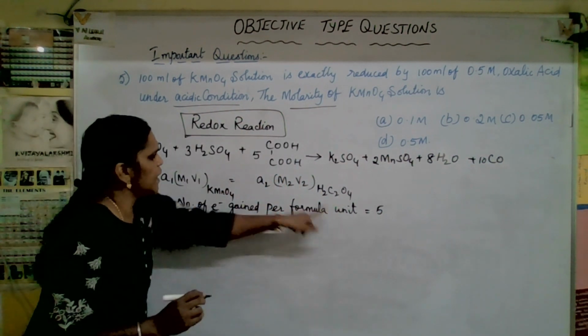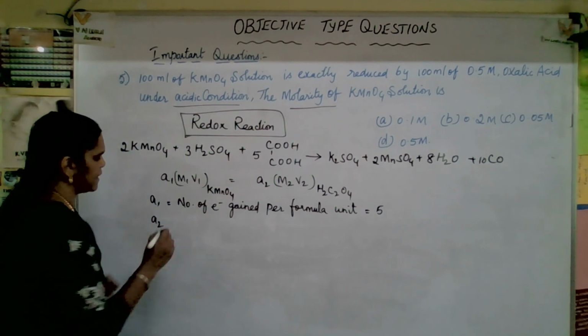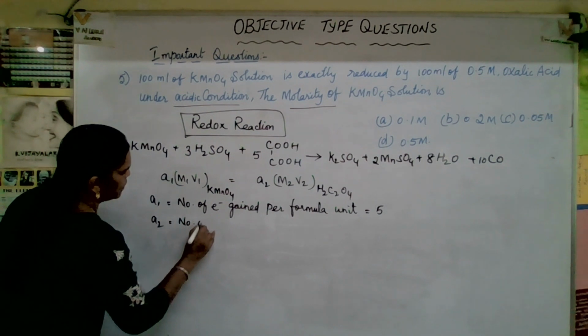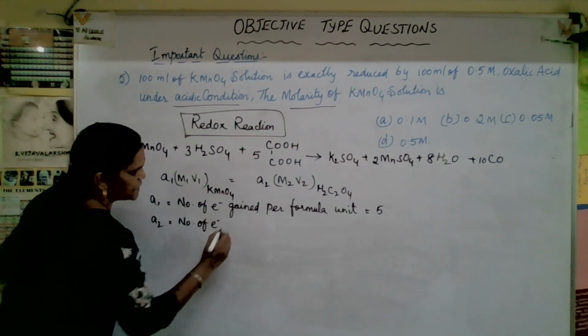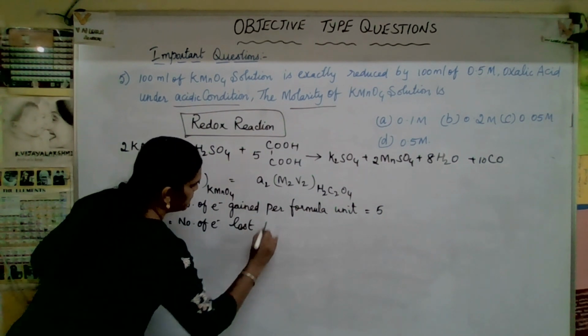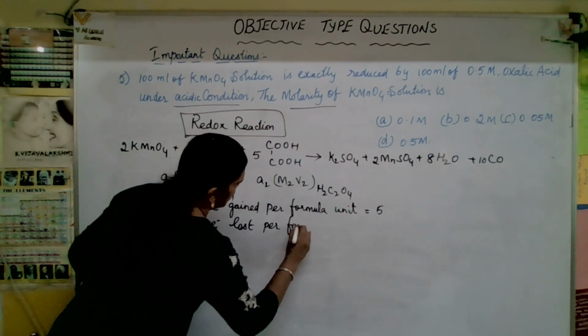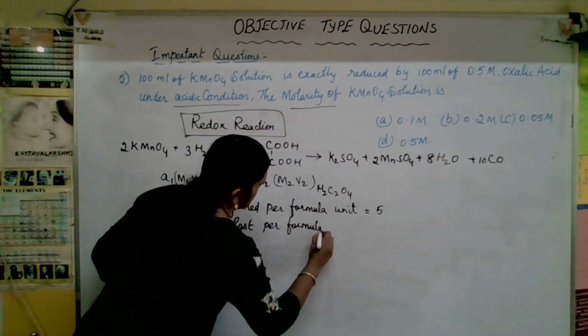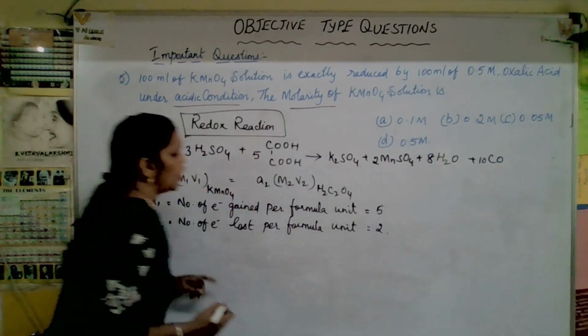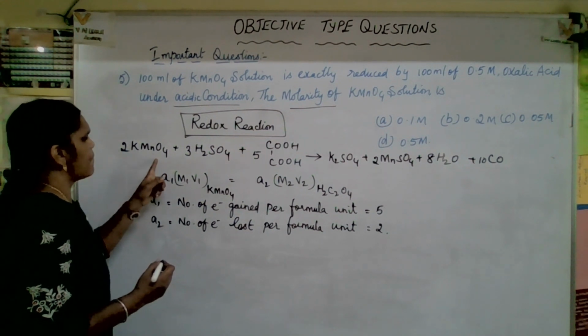How do we get 5? Because this is gained, right? Okay, and in the same way A2 is the number of electrons lost per formula unit, right? Here it is 2. Okay, now this is M1.